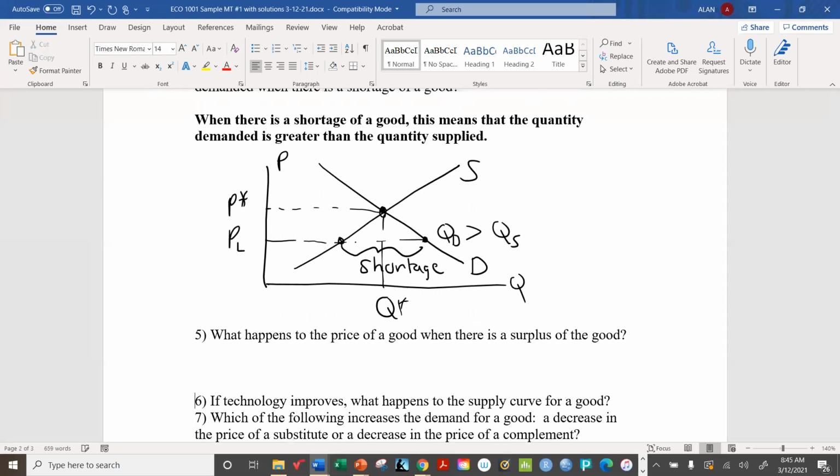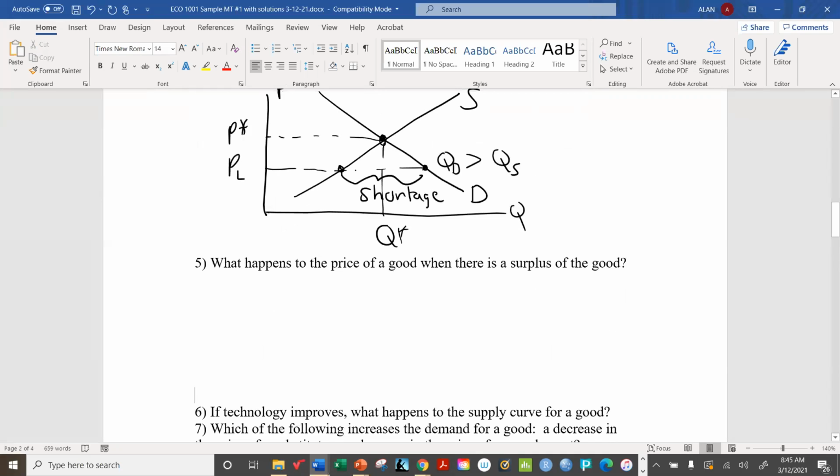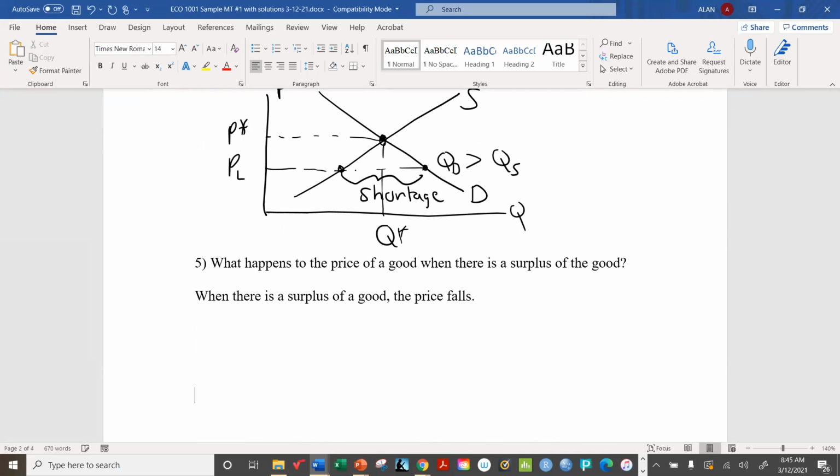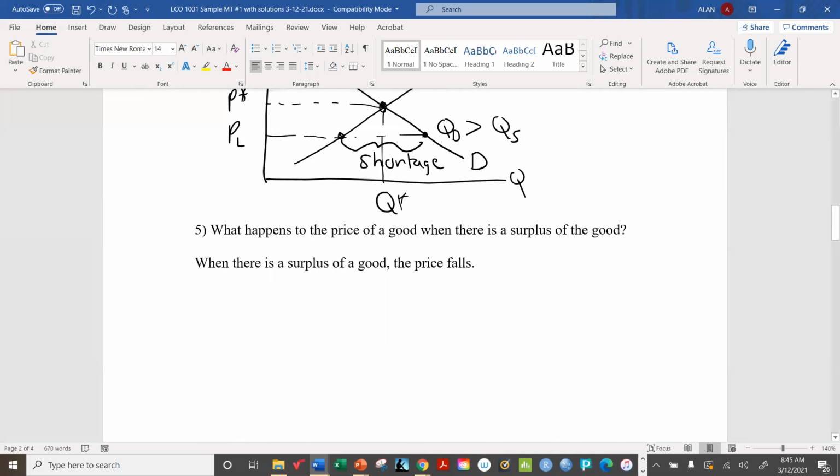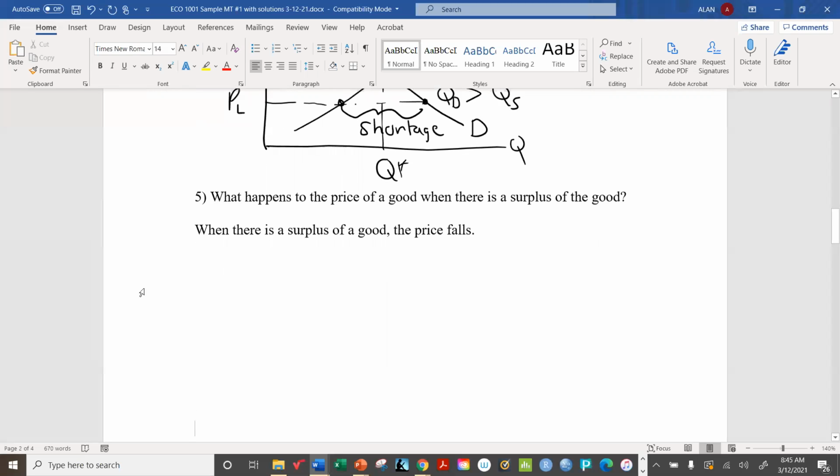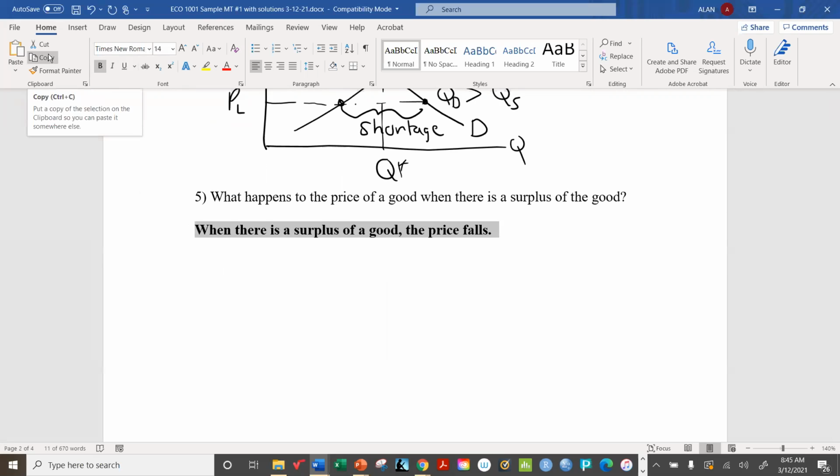Now, what happens to the price of a good when there's a surplus? Okay, so this is the opposite situation. When there is a surplus of a good, the price falls. Okay, now that's the answer, but again, let's try to figure out why. Because this is the opposite case where the price is too high.